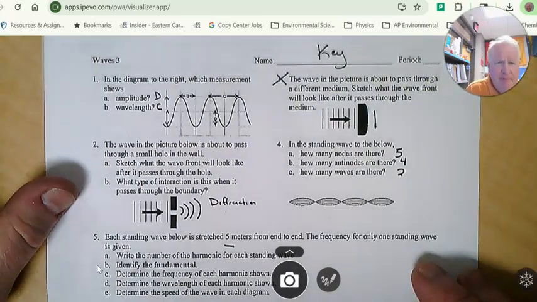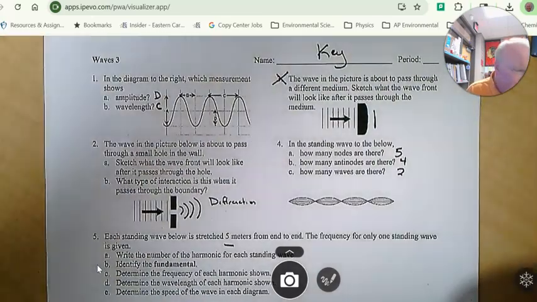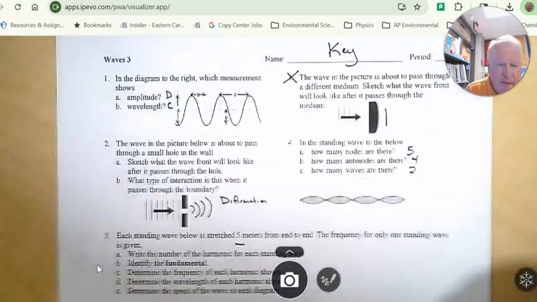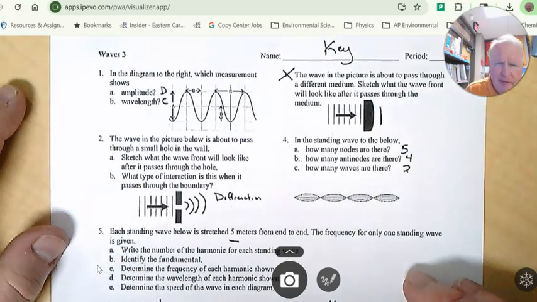Hopefully that's a little bit better. Try one more time. All right, at least in my eyes, that's better.